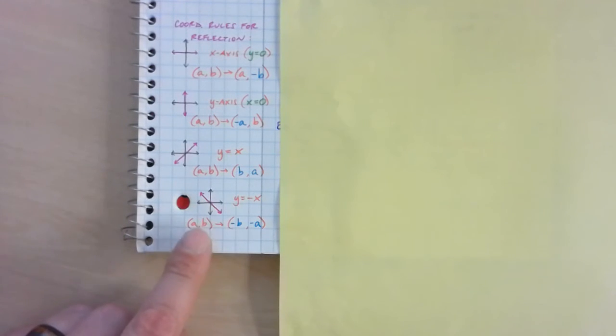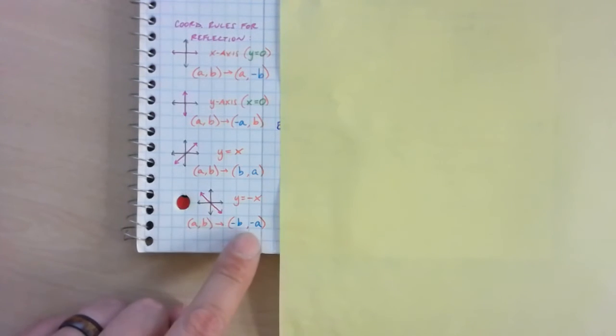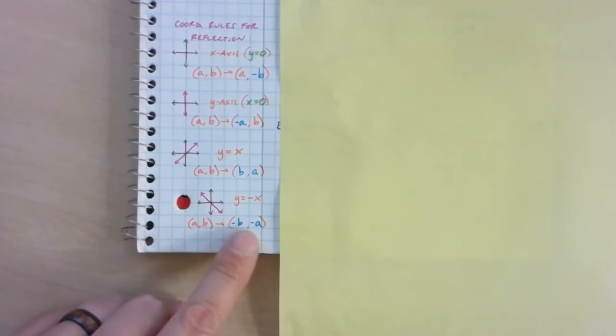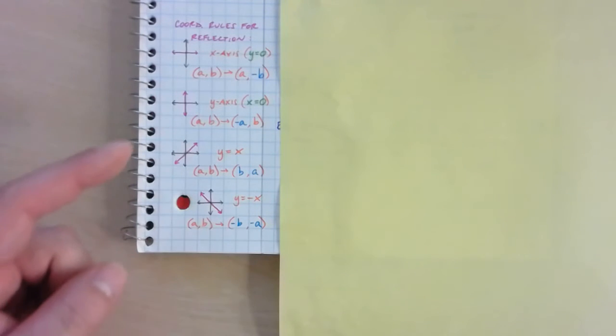So again, if I had some coordinate point (5, 3), not only would I swap them, but I'm going to flip each sign. That's what that negative means. So (5, 3) would become (3, 5) in reverse order, but I'm going to make it (-3, -5). Okay, so that's how you would use this cheat sheet right here.